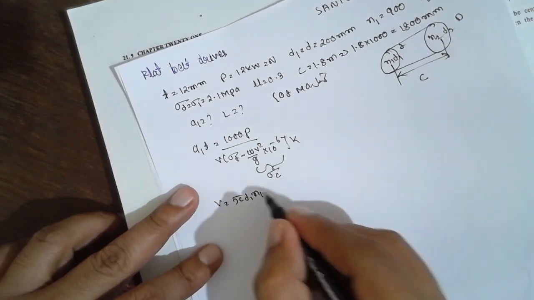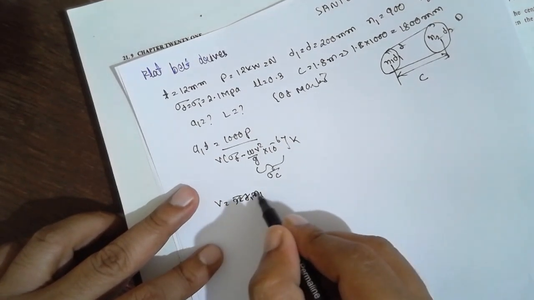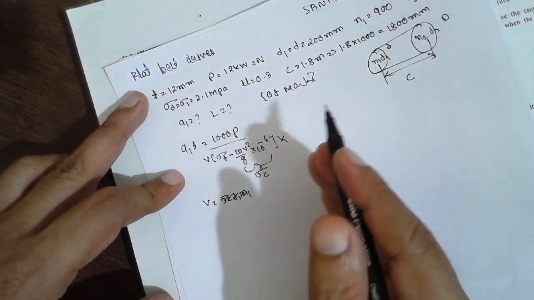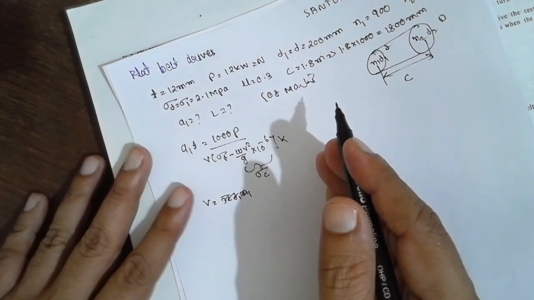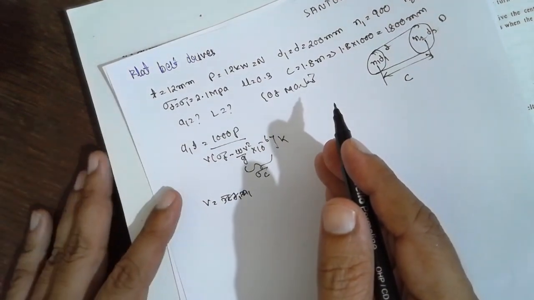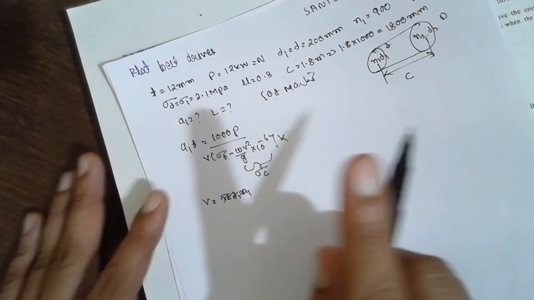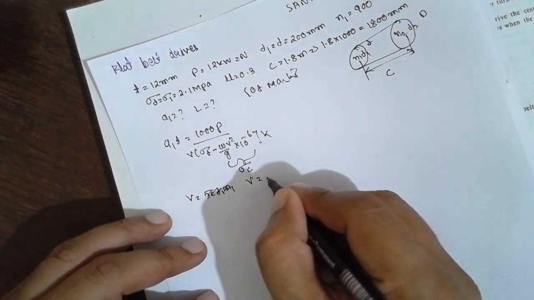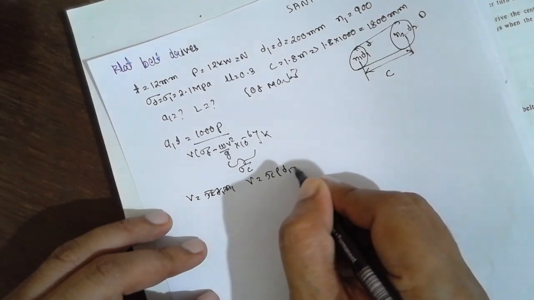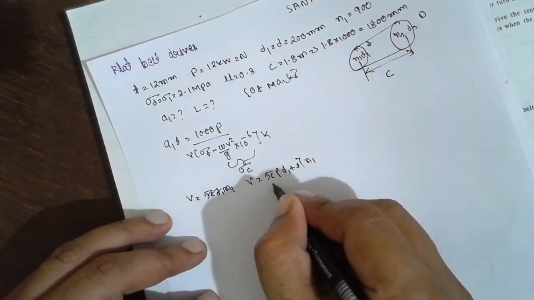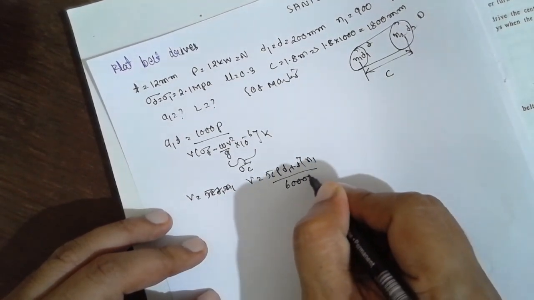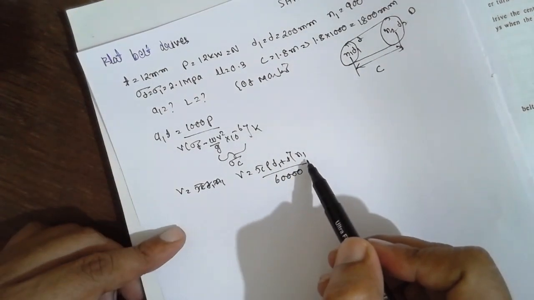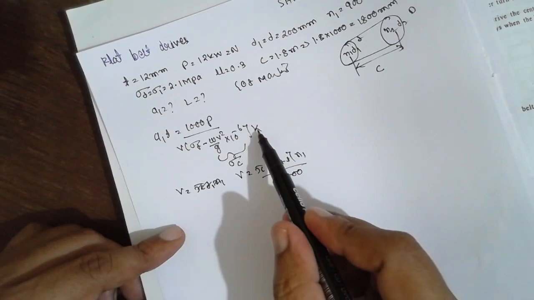D1 N1. If the thickness is given, we have to consider the thickness, and thickness is considered only in the case of cross belt and open flat belt drive. In case of V belt, we shouldn't consider the thickness. Here we consider thickness: V is equal to pi (D1 plus T) N1 divided by 60,000. D1, T and N1 are known, so you will get V. Now we find K.